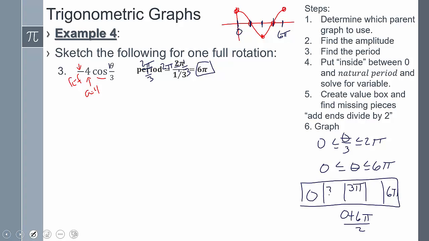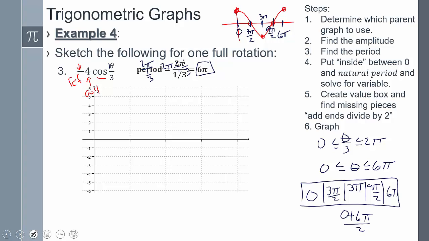Add them together and divide by 2, you're going to get 3 pi halves. Add them together and divide by 2, you get 9 pi halves. So I know that this is 3 pi halves, this is 3 pi, and this is 9 pi halves. So now I can draw my sketch. So this is going to be 0 and 6 pi. So I just label it. And now I can start with my graph.